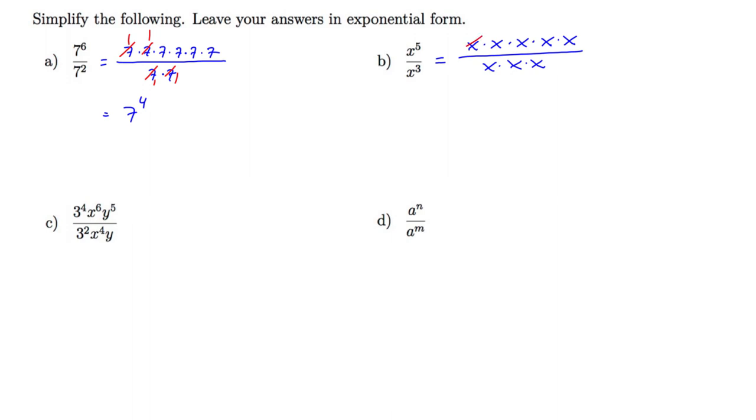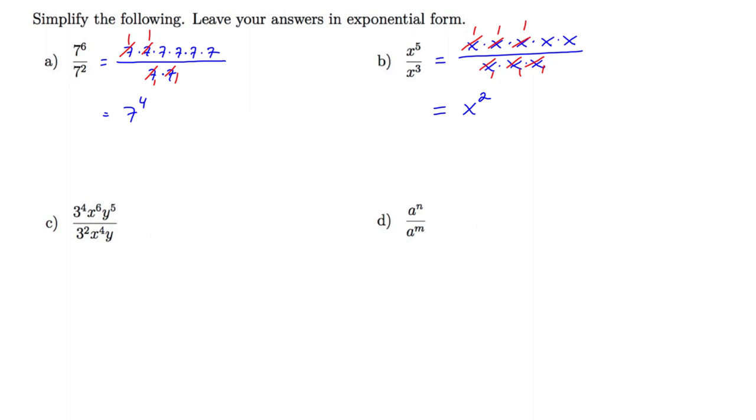Again, just like with 7s, x's can cancel out one for one. And if we cancel one x from the bottom with a single x up in the top, 3 of those x's will cancel out, and it will leave us with 2 x's remaining up in the numerator. Our answer will be x to the 2nd.